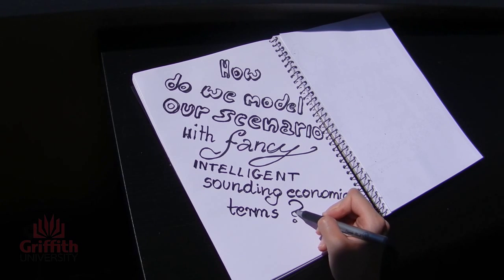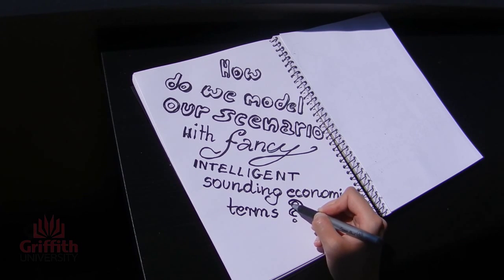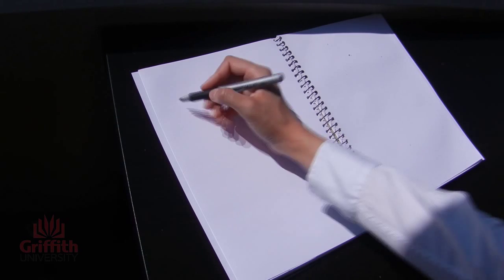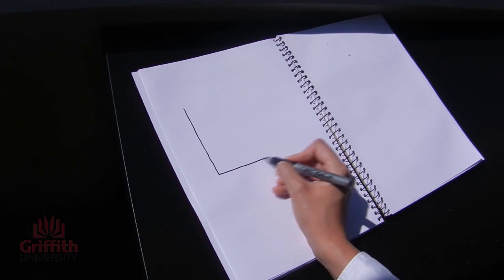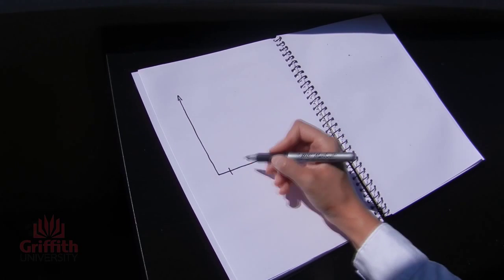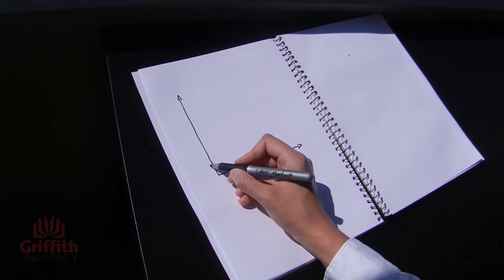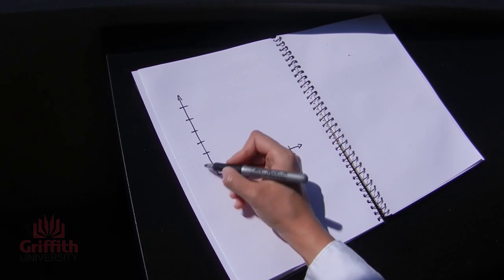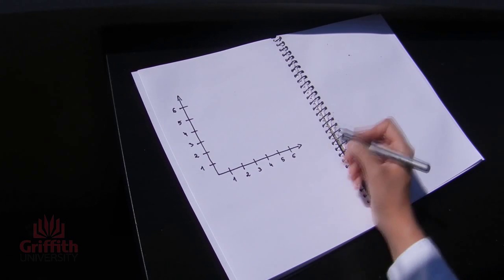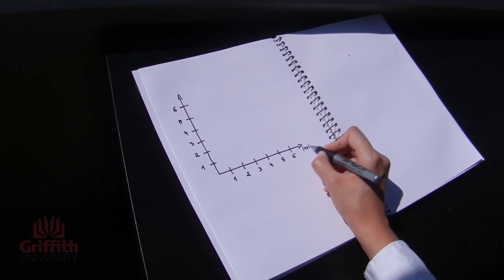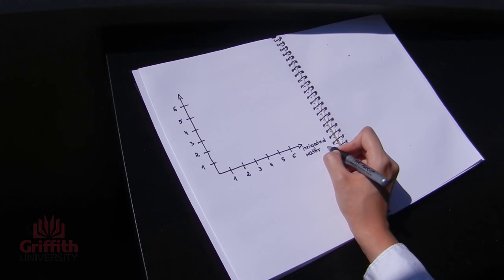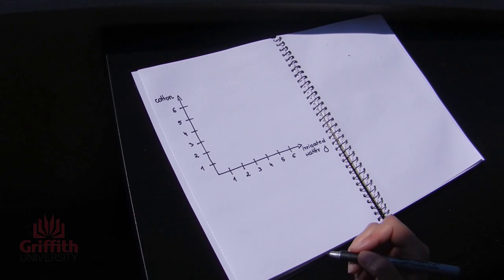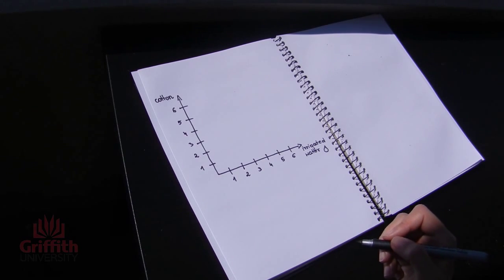So how can we model our scenario with fancy, intelligent-sounding economics terms? The term we'll be using is marginal product, which relates to the total production. To model our cotton production, we'll place the number of megalitres of water on the x-axis and place the number of bales of cotton on the y-axis. For any production graph, we want to put the input on the x-axis and the output on the y-axis. For each added megalitre of water, we are going to plot how much cotton is produced.